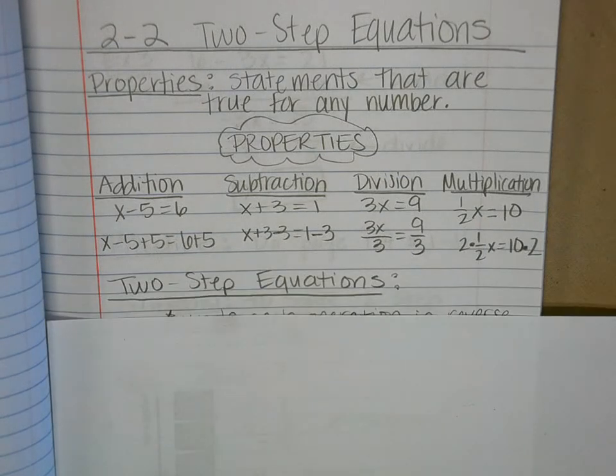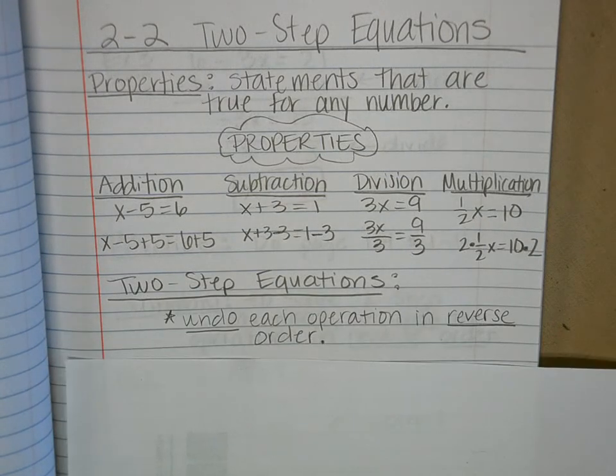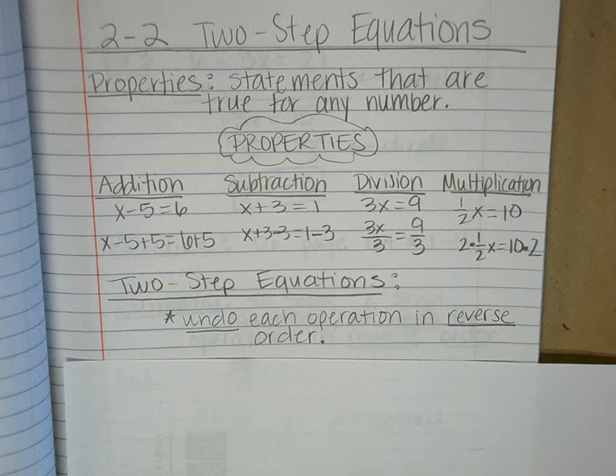Now, the 2-step equations. This is when we undo each operation in reverse order. Reverse order. Like PEMDAS and GEMS, we had an order of operations. Now we're going reverse.